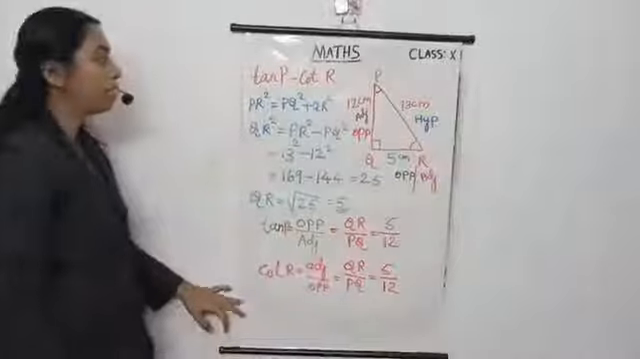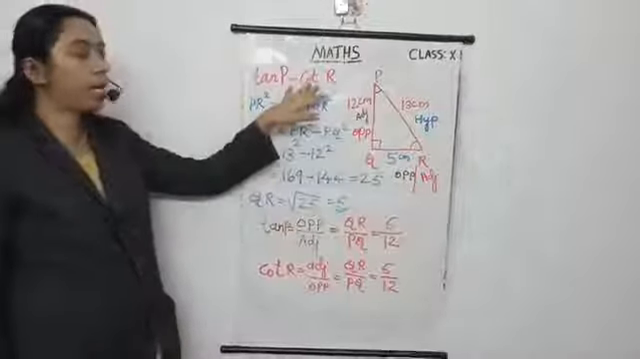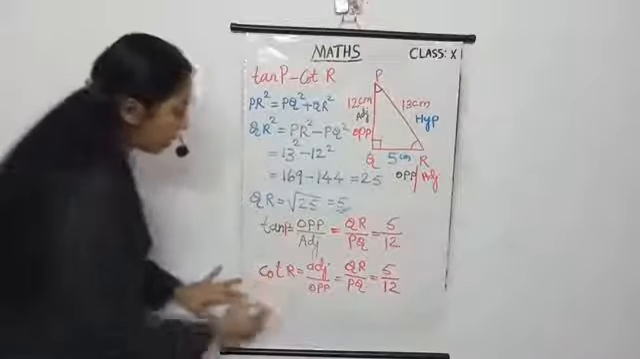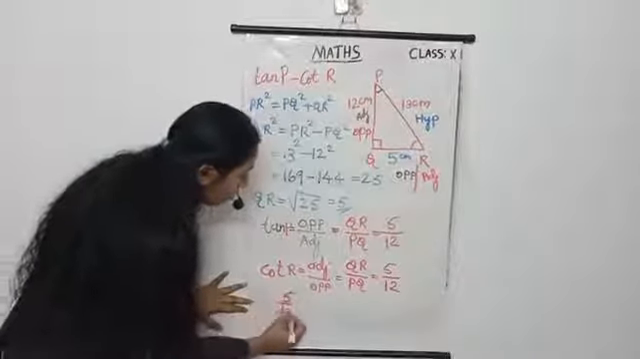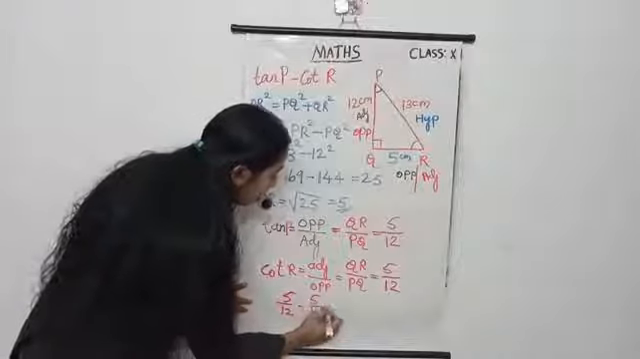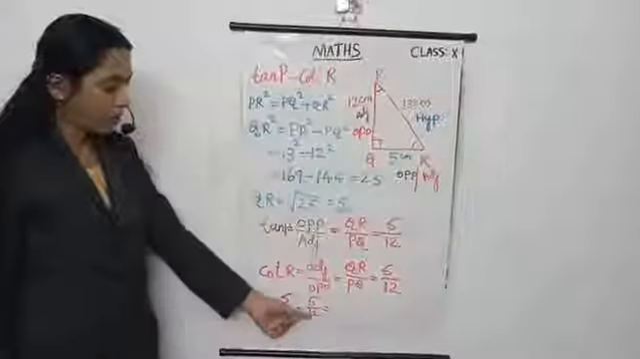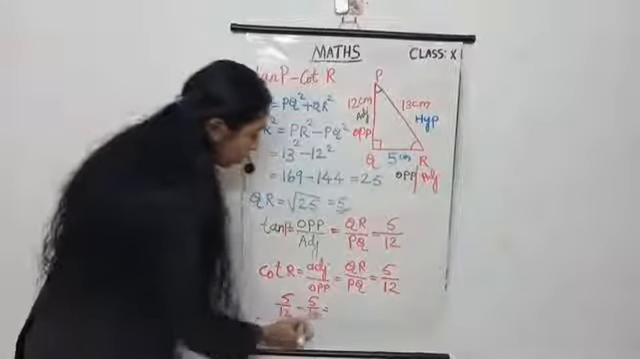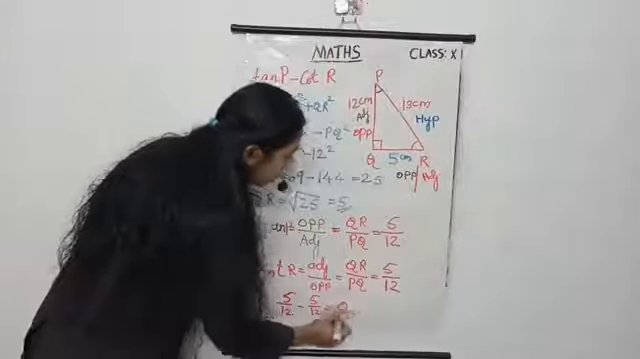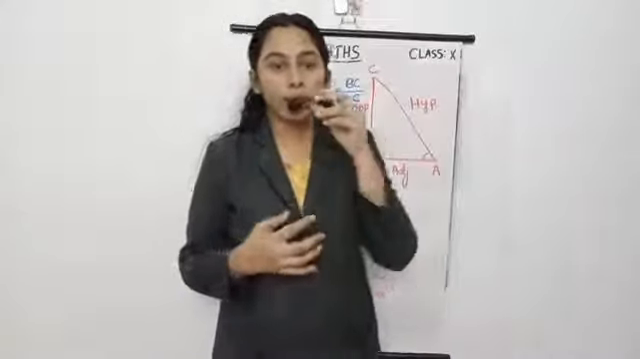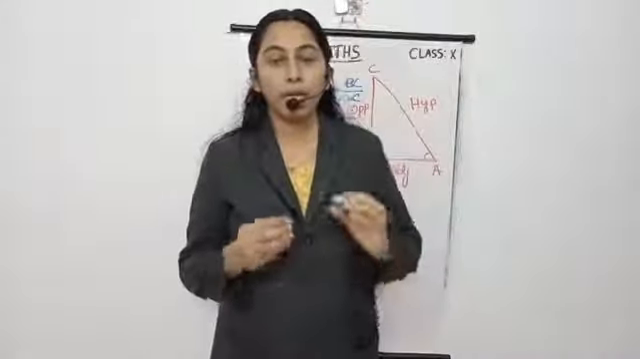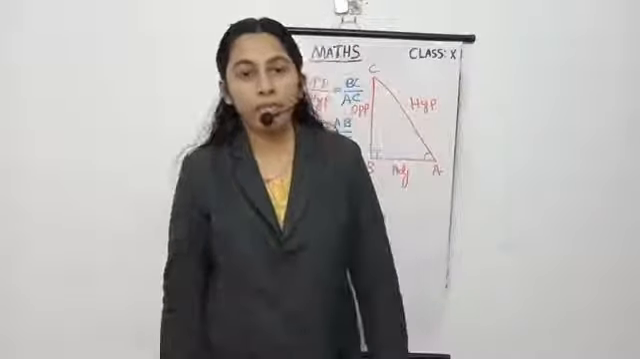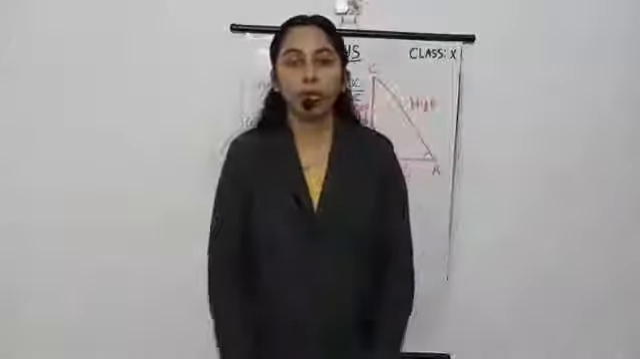Now we need to find tan P minus cot R. That means subtract tan P and cot R. That is 5 by 12 minus 5 by 12, the same fractions. So it is 5 minus 5, which is 0. So the answer is 0. Today I am going to wind up here, and we will do the next questions in the next class. Today we learned about trigonometry.